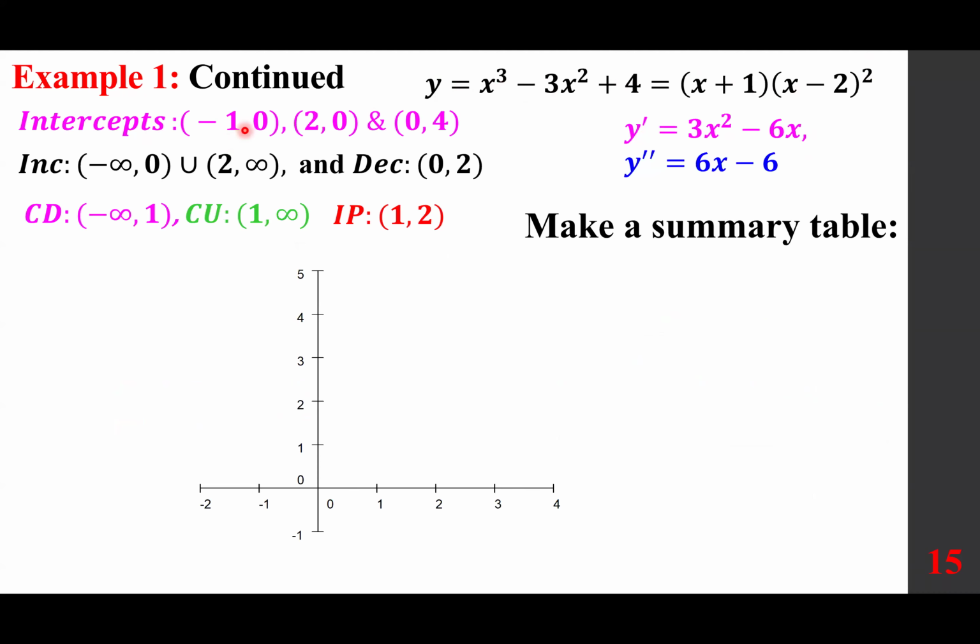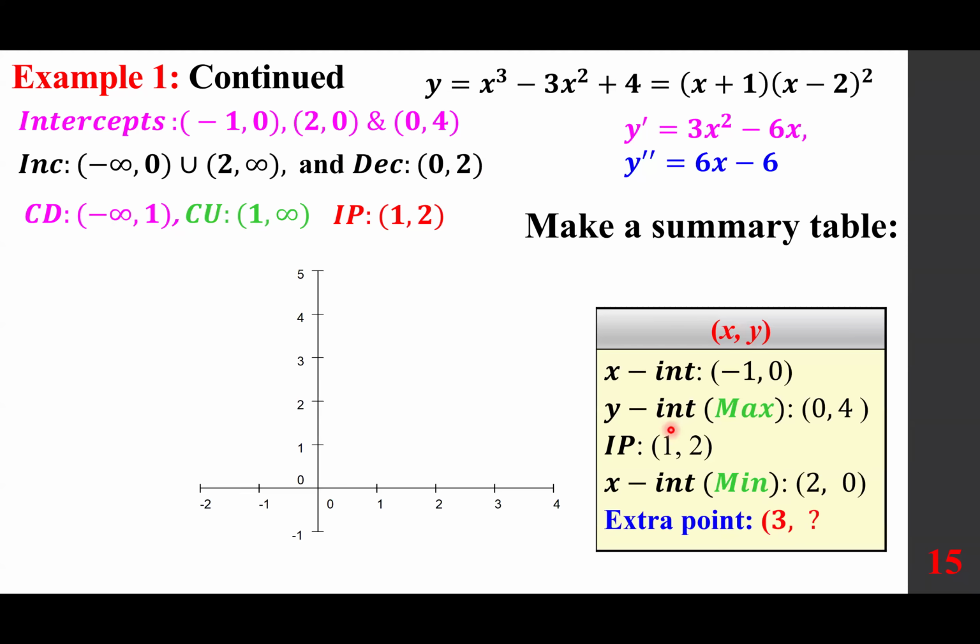Intercepts located at (minus 1, 0), (2, 0), (0, 4). Increasing from negative infinity to 0 union 2 to infinity, and decreasing from 0 to 2. Concave down from negative infinity to 1, concave up from 1 to infinity, inflection point at (1, 2). Let's make up a summary table. So we put the numbers in here. We have the x-intercept, the y-intercept, the inflection point, the other x-intercept. This extra point is not a must, but let's say you want it.